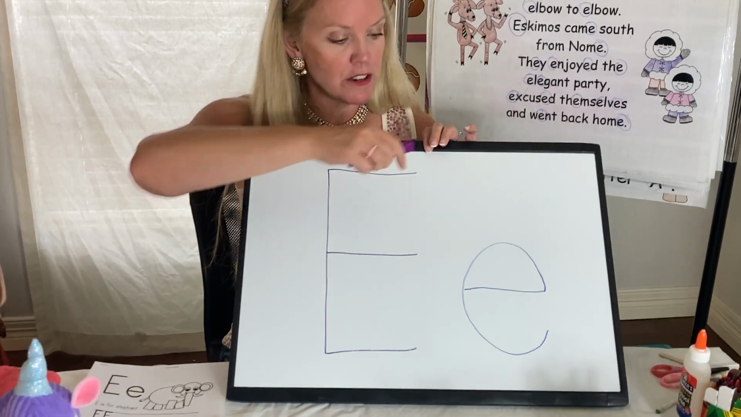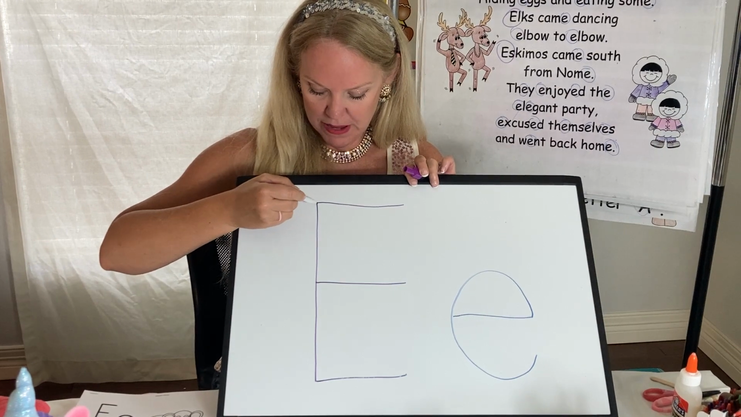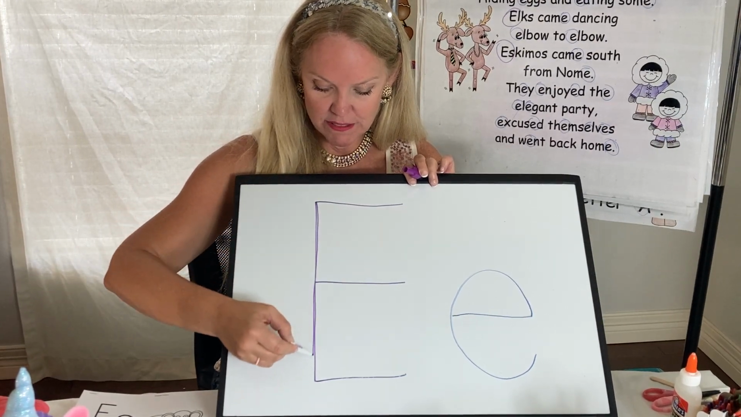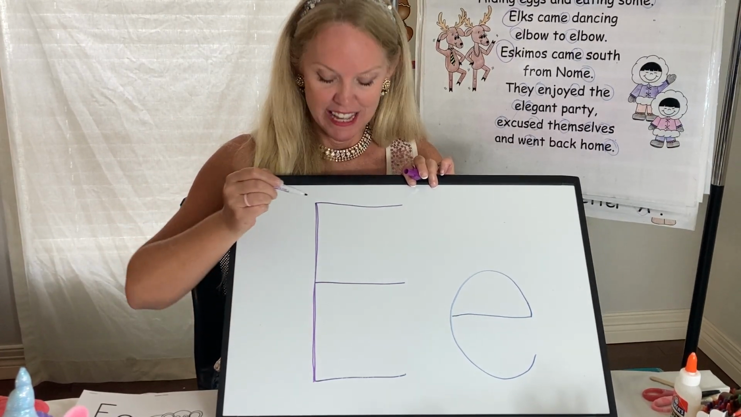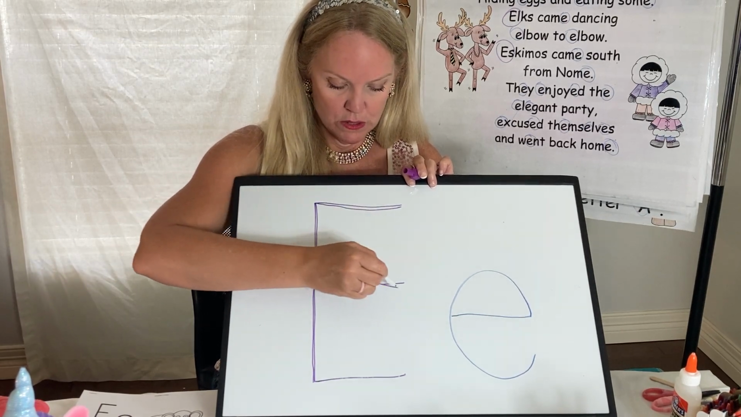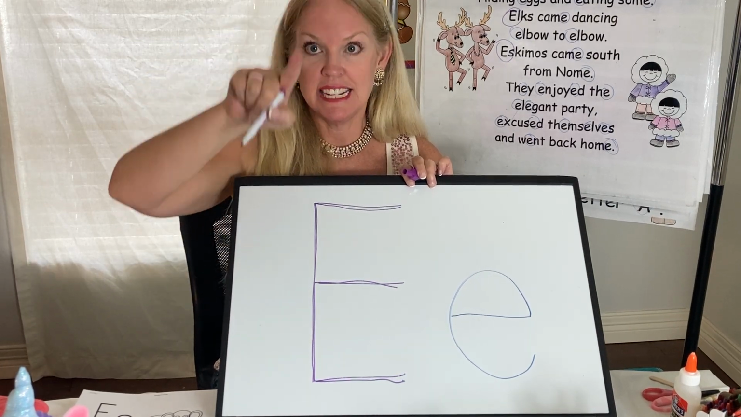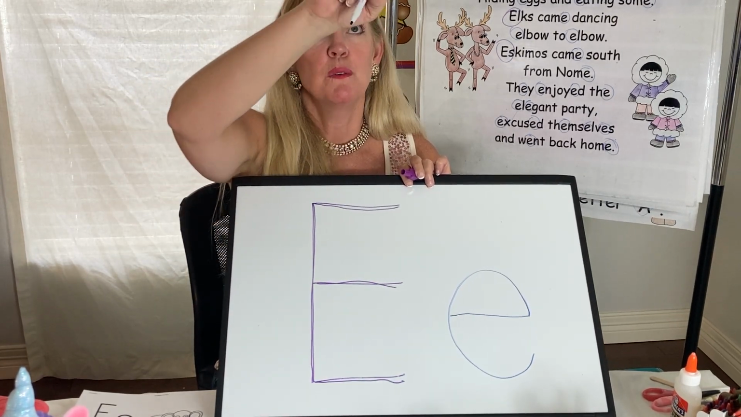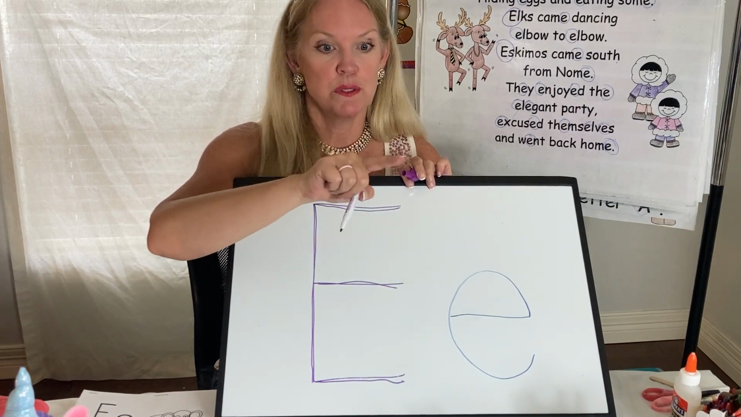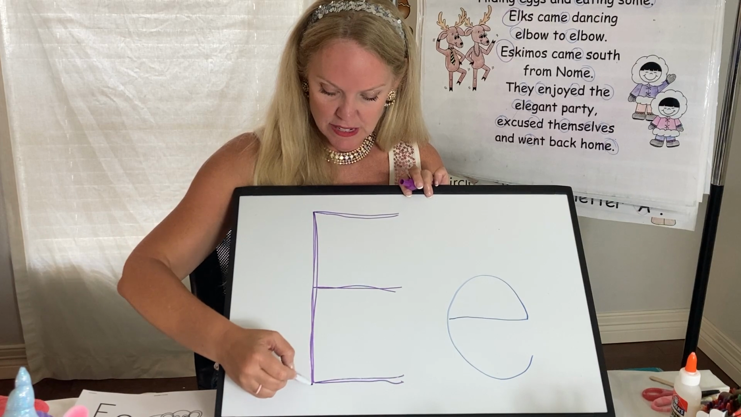I'm gonna start with the letter E. Start in the sky, start at the top, come down to the ground. Then you're gonna make 3 lines. 1, 2, 3. Here you go. Line down, start back at the top. 1, 2, 3. Let's try it again. Line down, come back up.